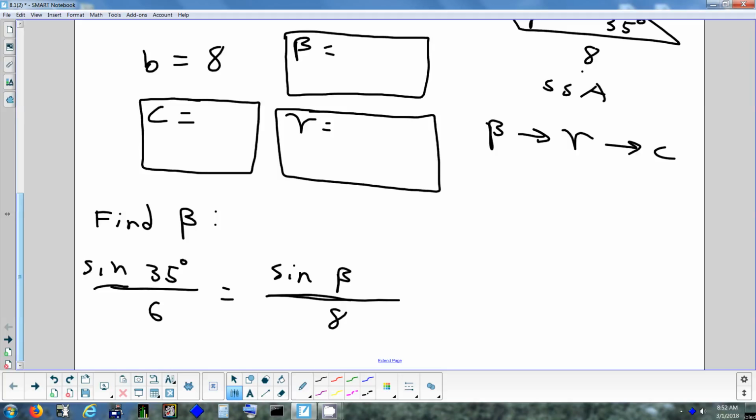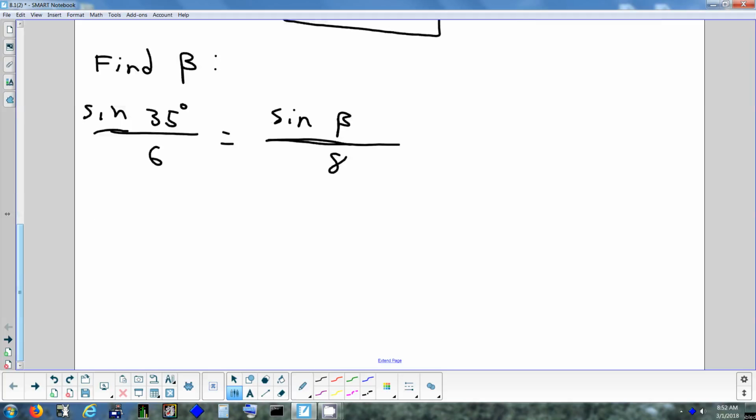We're going to cross multiply. Actually, you know what? You don't even need to cross multiply. Just multiply both sides by what number? Yeah, just multiply both sides by 8. So you get 8 sine 35 divided by 6 equals sine beta. But we want beta.